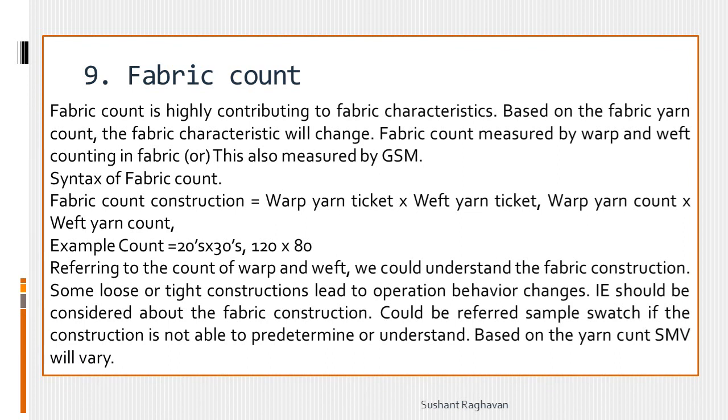Referring to the count of warp and weft, we could understand the fabric construction. Some loose or tight constructions lead to operation behavior changes. The IE should consider the fabric construction. A sample swatch could be referred to if the construction cannot be predetermined or understood. Based on the yarn count, SMV will vary.